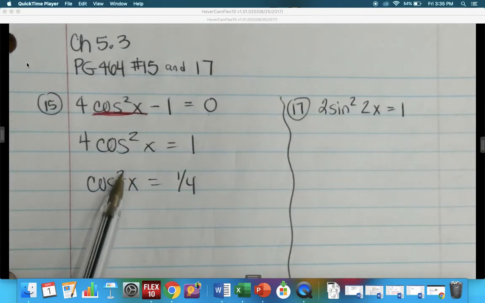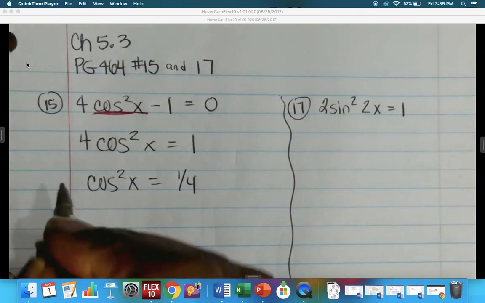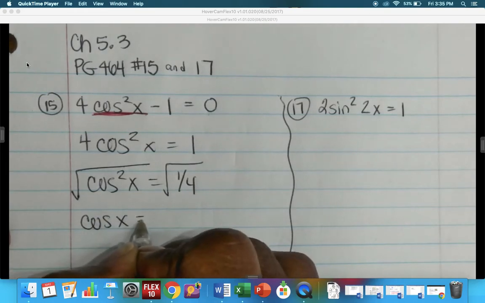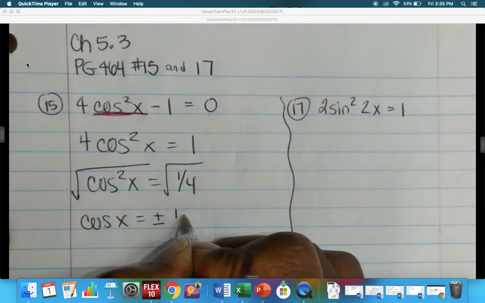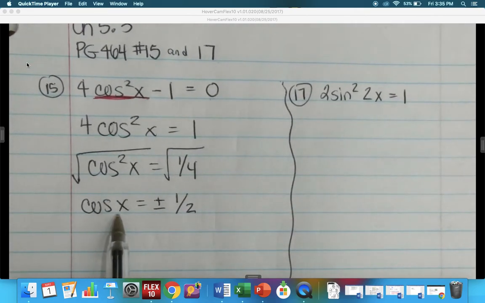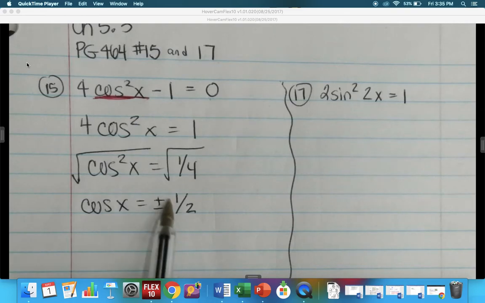And still, I want cosine, not cosine squared. So I do have to square root both sides. But when we square root, we have to make sure we put the plus or minus. So square root of 1 is 1, square root of 4 is 2. So really I'm just looking for the locations where cosine is positive or negative 1/2.